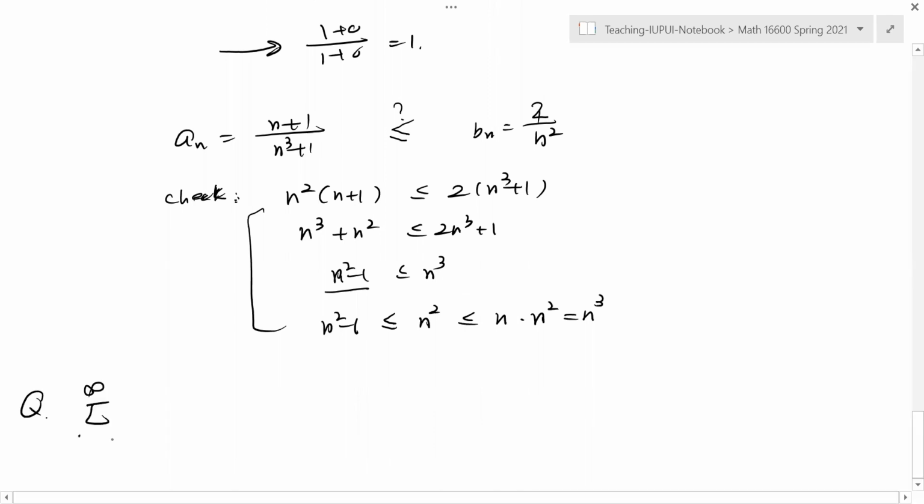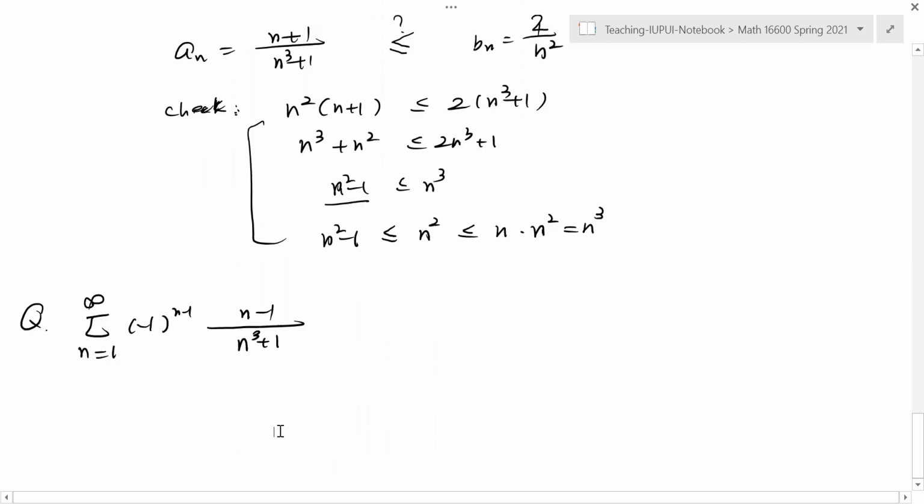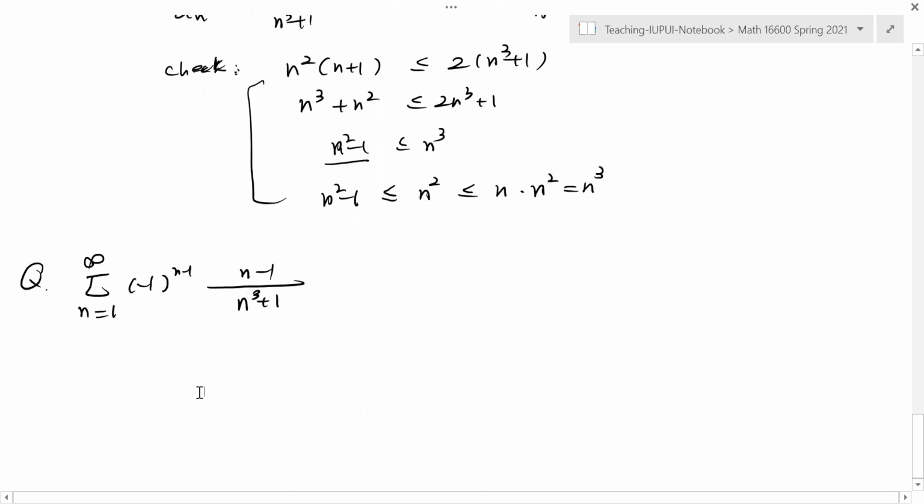So I modify this problem again. I put this as negative 1 to the n, over n cubed plus 1. This is an alternating series. Please think about what are the possible ways you can solve the problem. You list all the possible methods. I can tell you this is convergent. I think it's obvious it's convergent.